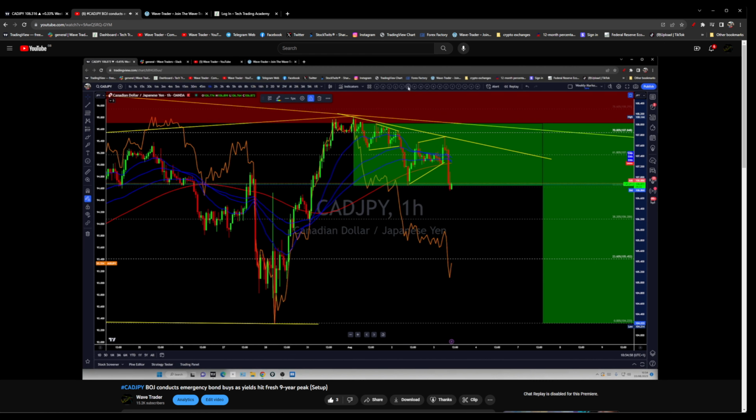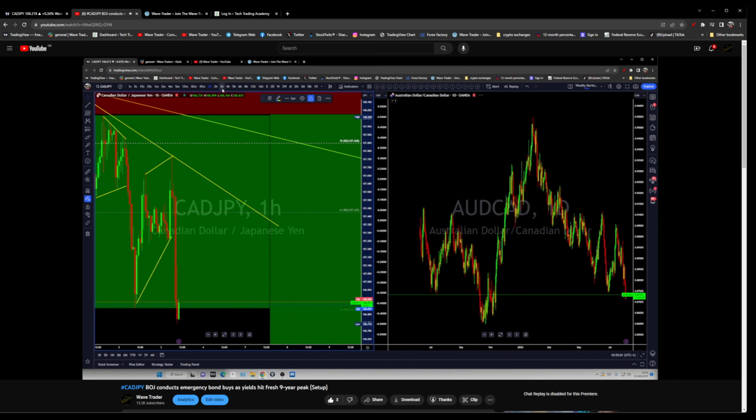We can see that the Nikkei index is also falling. Equities are struggling.